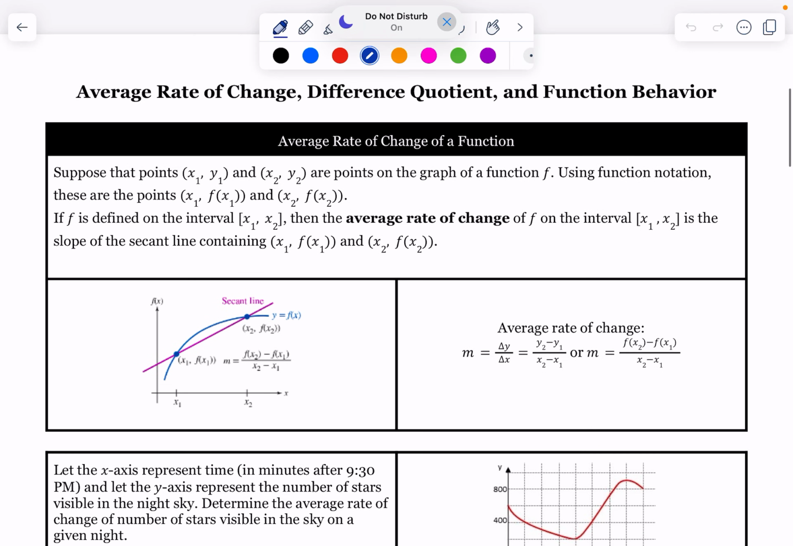This video is over section 6.3, average rate of change, difference quotient, and function behavior. This is pretty vocabulary heavy, so bear with me at the beginning. Pretty easy in application though.